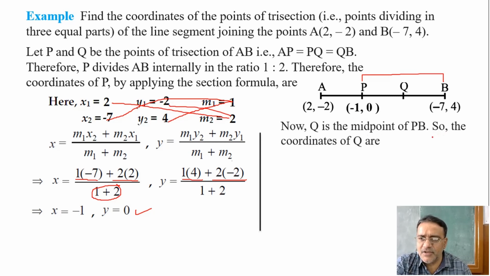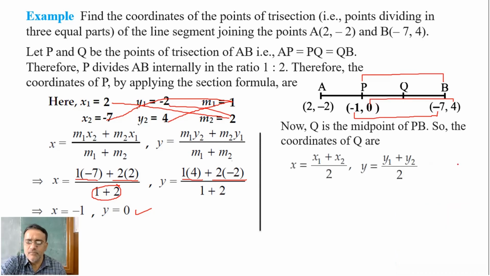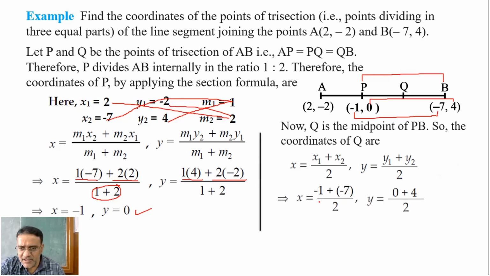So the coordinates of Q are (-1 plus -7)/2, because the formula is (x1 plus x2)/2, and for y, (y1 plus y2)/2, that is (0 plus 4)/2. Okay, so we are getting this. Here we get -8/2, that is -4, and 4/2 is 2. So the value of x is equal to -4 and y is equal to 2. So this is the coordinate of Q.